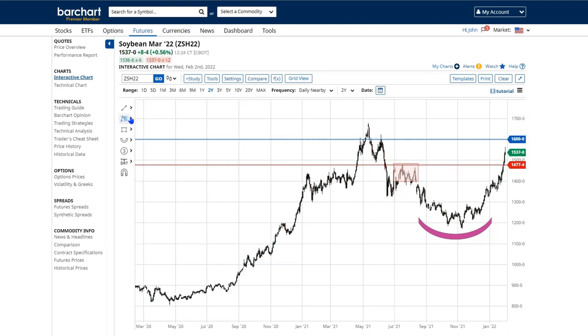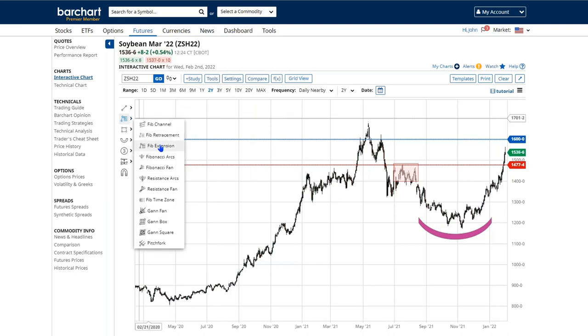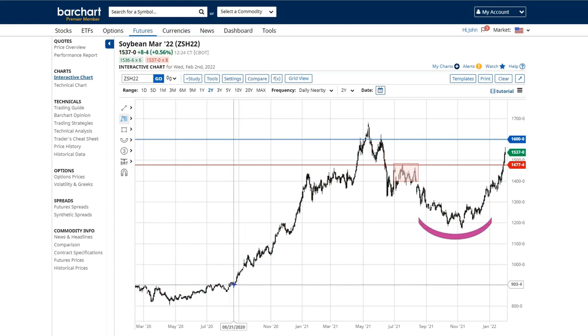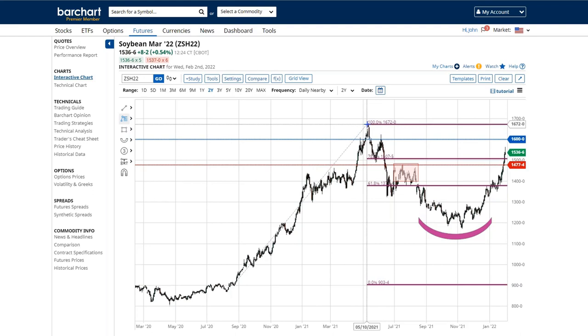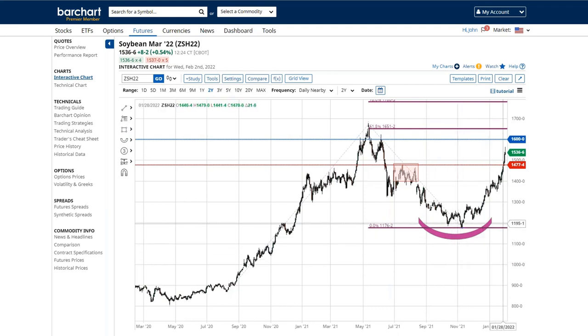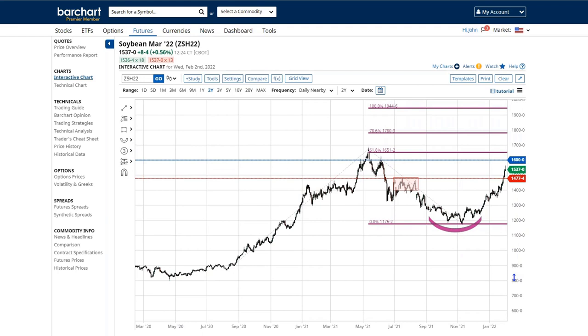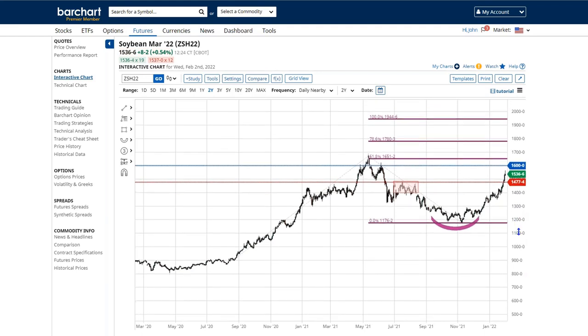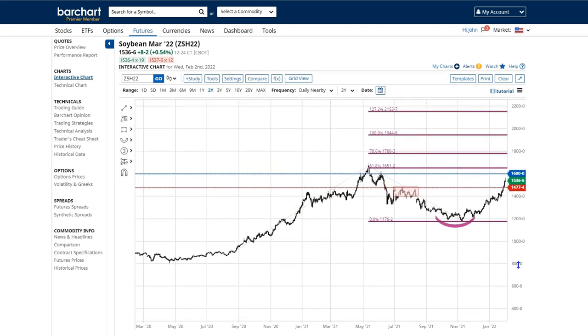If I go into my drawing tools, and I'm going to use the Fibonacci extension, and I'm going to measure this last move from last year to this correction. And I look at the extension on this move, you can see that our first extension just comes back to our high from last year. But if I look at 100% on this previous move, that could project as close to $19.50 per bushel. And if I look at a plus extension, now that projects up to about $21.50 a bushel.